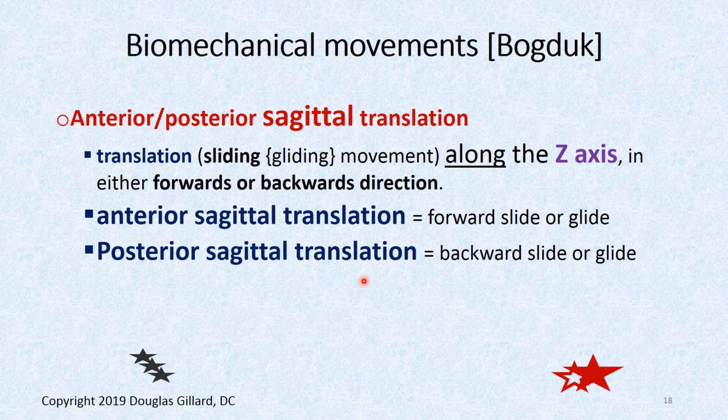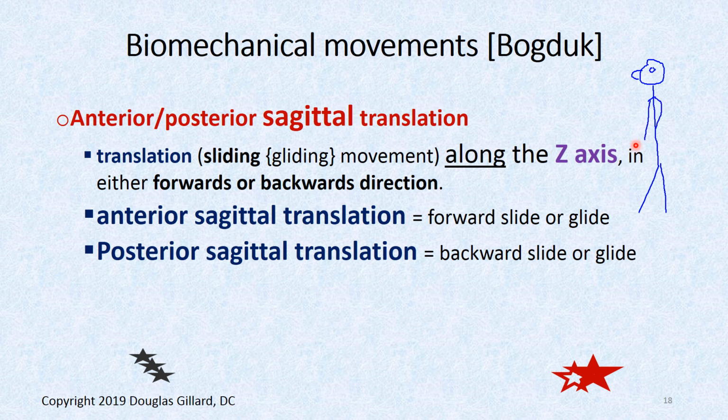So anterior, posterior, here's our first one. These are all important. You're going to get tested on these here and on boards. So you have sagittal translation. What's the sagittal plane? Here's our little man. Here's his nose. Here's his eye. All right, there's our little stick man. So we're looking at this guy from the side, right?